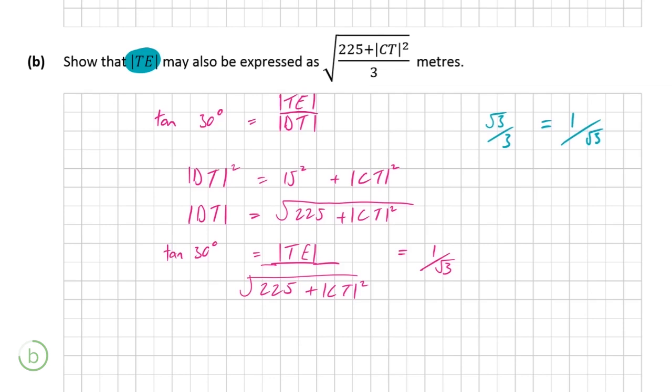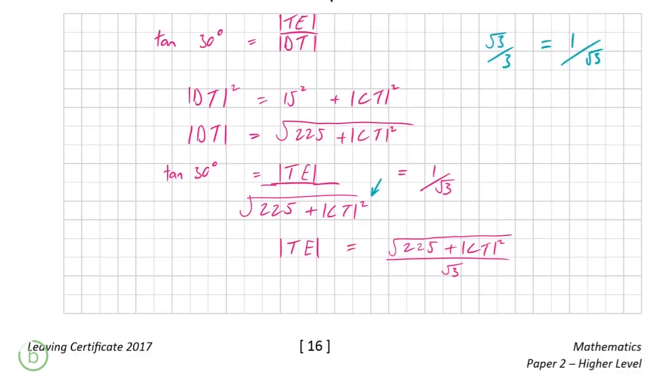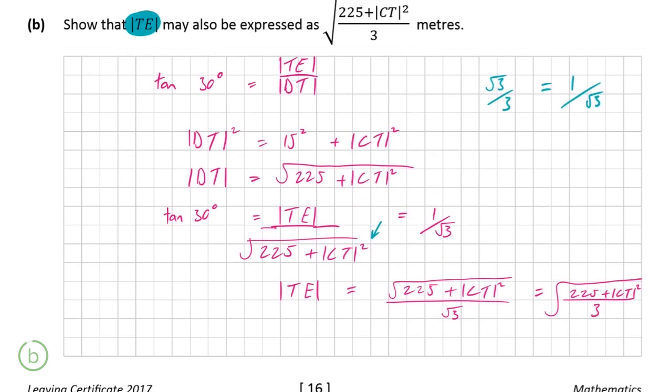So now we pretty much have the equation that we want. We're just going to reorder it a bit. Because we want to isolate TE, we're going to multiply across by what's on the bottom line here, and that is going to give us the square root of 225 plus CT all squared divided by root 3. But of course, if you have the square root at the top and bottom of a fraction, you can just write it as the square root of the whole fraction, which means that we have what we wanted, which is the square root of 225 plus CT squared, all divided by 3. So that is our final answer.